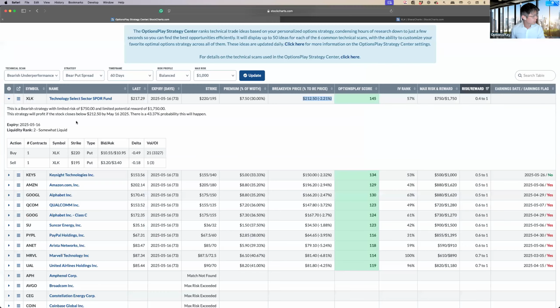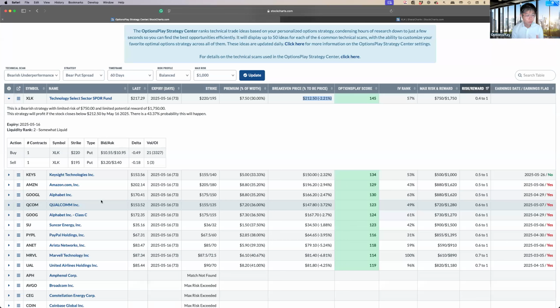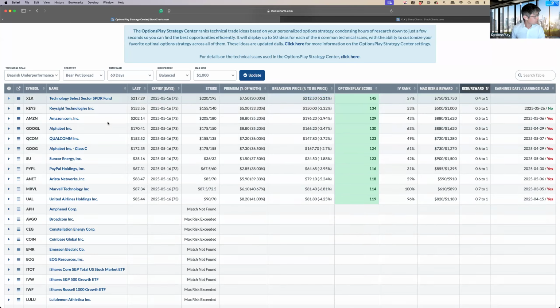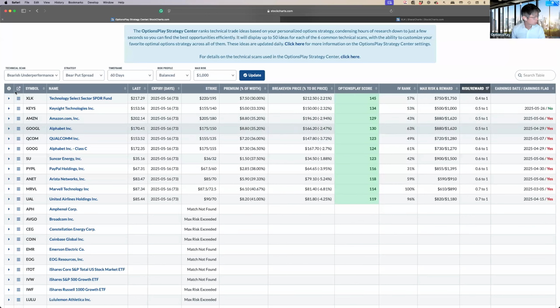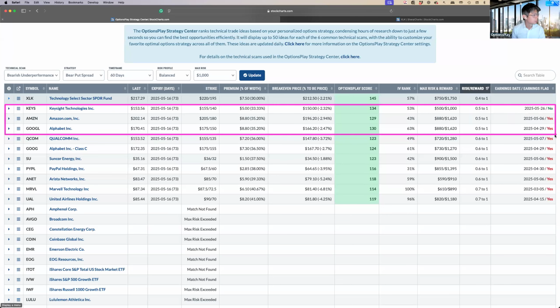So I've gotten everything I need here. I've looked at XLK, Keysight, Amazon, Alphabet, Qualcomm. These are the ones that are going to give me the best risk reward. But the best one is going to be XLK. If you look at the risk reward, let's say Keysight, Amazon, and Alphabet, these three give me very similar risk to reward ratios. As you can see, I'm paying about 33, 35, 34, 35% of the vertical width here. That's going to give me about a 2-to-1 risk to reward ratio.